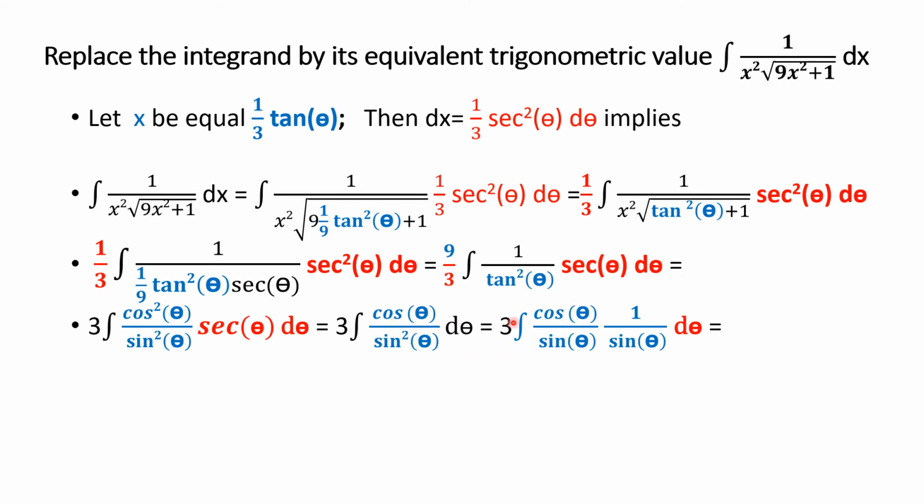This is equivalent to 3 multiplied by cosine theta divided by sine theta multiplied by 1 over sine theta d theta. So we can rewrite this as 3 times the integral of cot theta, which is cot theta, and this is cosec theta d theta. And that ends this problem.